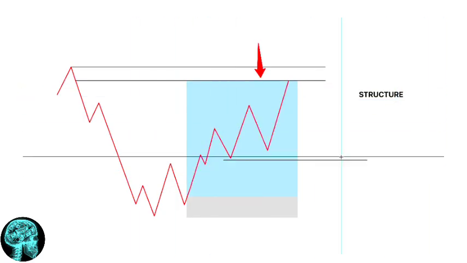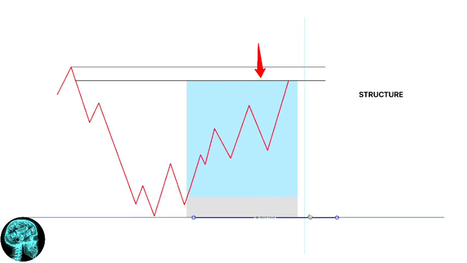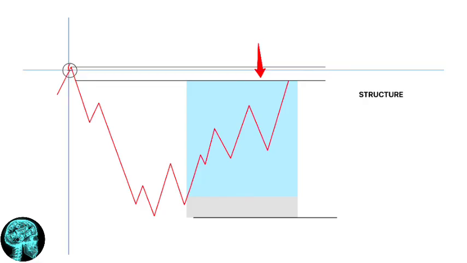Now, if we take a look at this market example here, let's say we have our stop loss in its initial position, we can mark structure up from a high and low perspective. So this is our high.